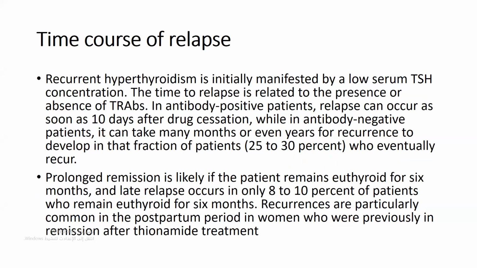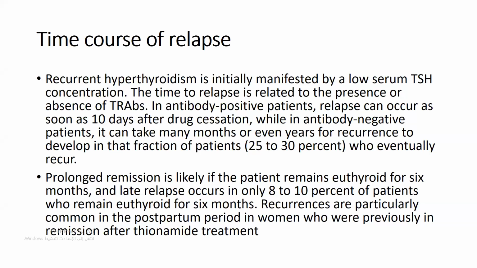Time course of relapse: recurrent hyperthyroidism is initially manifested by low serum TSH concentration. The time to relapse is related to the presence or absence of antibodies. In antibody-positive patients, relapse can occur as soon as 10 days after drug cessation, while in antibody-negative patients, it can take many months or even years for recurrence to develop in that fraction of patients who eventually recur.